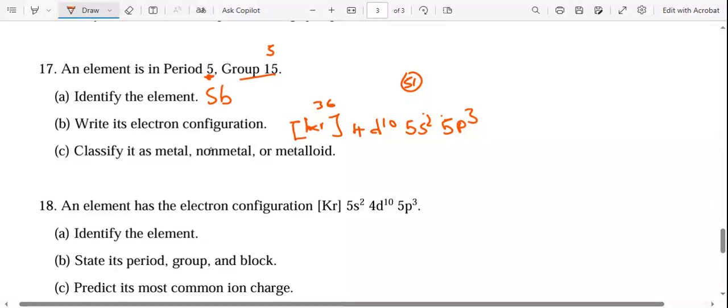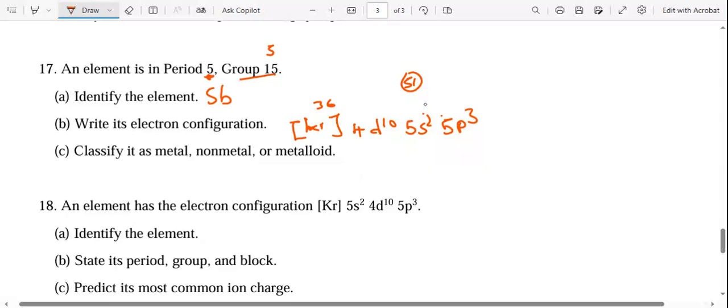Classify, is it a metal, non-metal, or metalloid? When you look around the periodic table, the atom with proton number 51 is Sb. So this element is actually a metalloid. Just check that zigzag line on your periodic table, you find that it's a metalloid. Okay, so that is it.